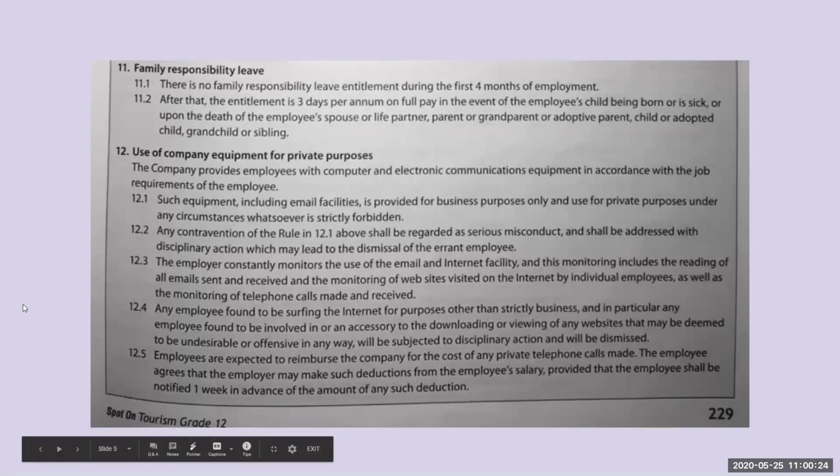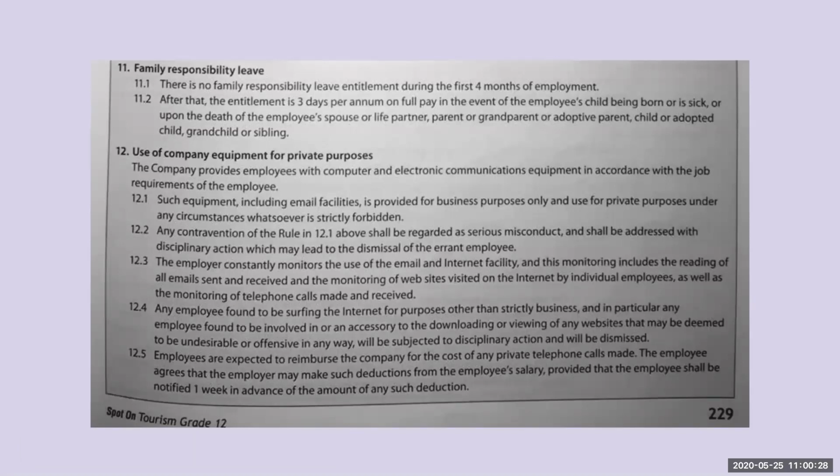Family responsibility leave. You've already talked about this a little bit. There's no family responsibility leave entitlement during the first 4 months of employment. So that means that you do not get family responsibility leave for the first 4 months that you work somewhere. Only after you've worked somewhere for 4 months, according to this specific contract, will you be entitled to family responsibility leave. After that, the entitlement is 3 days per annum.